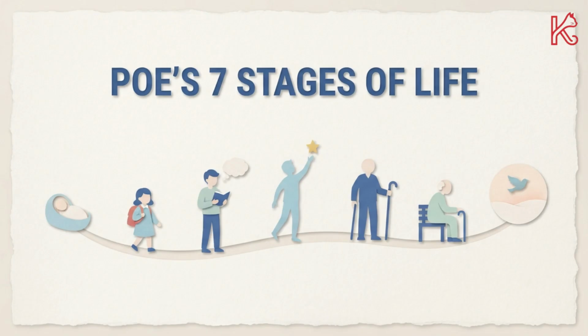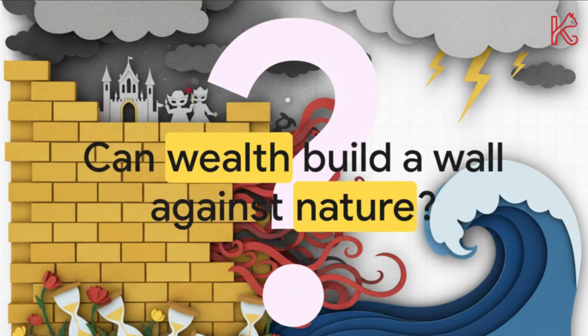We're going to decode this story's incredible structure, focusing heavily on Poe's brilliant and terrifying representation of the 7 stages of life. But first, I want to pose a question to you. Can wealth, power, and status truly build an impenetrable wall against the forces of nature? You know, it's a question we still grapple with today, isn't it? Our modern society often tries to use wealth as a shield against the ultimate reality of our own mortality. And in Poe's story, this very human tendency is taken to its absolute, horrifying extreme. It's the core conflict driving everything we're about to explore.